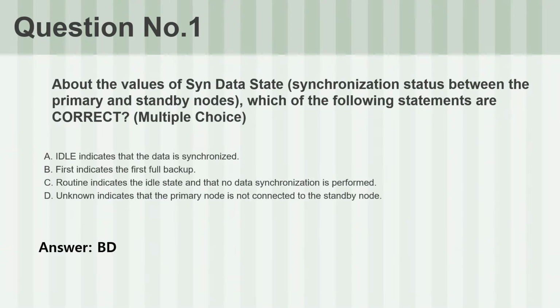Question number 1. About the values of Syn Data State, synchronization status between the primary and standby nodes, which of the following statements are correct? Multiple choice. A. Idle indicates that the data is synchronized. B. First indicates the first full backup. C. Routine indicates the idle state and that no data synchronization is performed. D. Unknown indicates that the primary node is not connected to the standby node. Answer B, D.